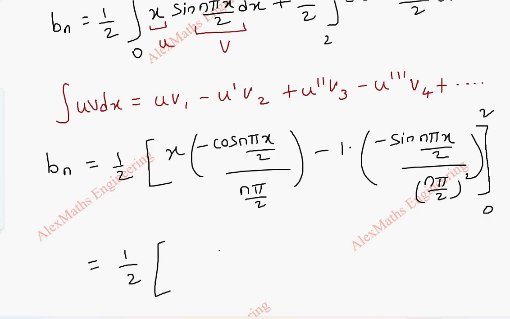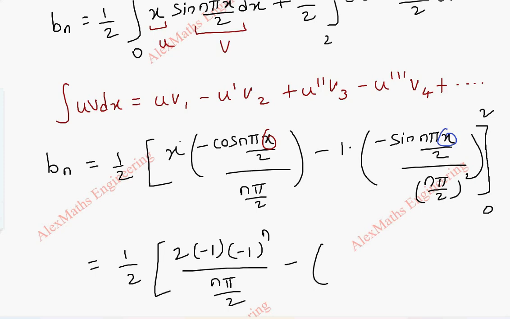When I put 2 in place of this, we get cos n pi, which is, for x it is 2, then there is a minus 1, then cos n pi becomes minus 1 whole power n divided by n pi by 2. When I put 2 here, sin n pi becomes 0. And when I put the lower limit, since this is x, it is 0. And since this is sin, this is also 0. So for the lower limit, everything is 0.